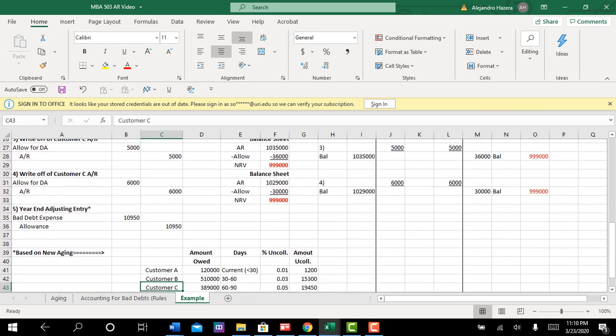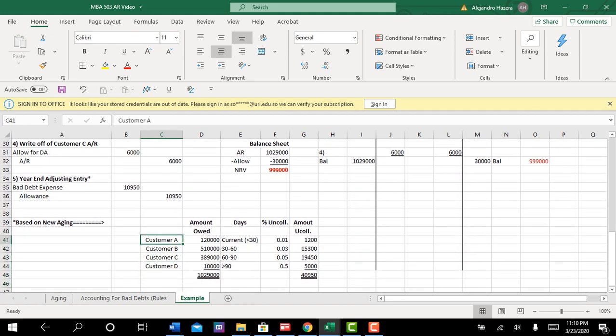However, two things can change about an aging as you go through the year. The first thing is these percentages here can change. So those percentages there, it's possible that you've gone back and re-looked at all the credit ratings and credit experience of all these customers, and you might actually change these, and in most cases, you're going to raise those uncollectible percentages.